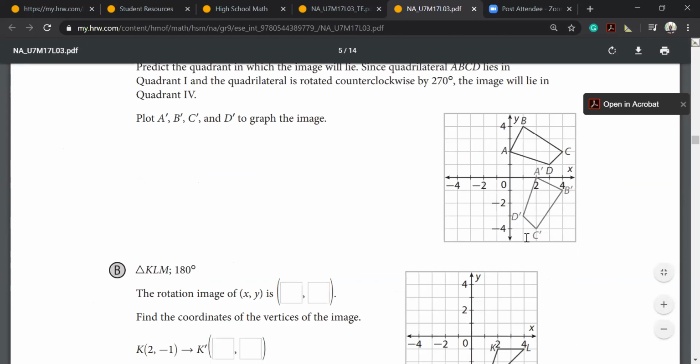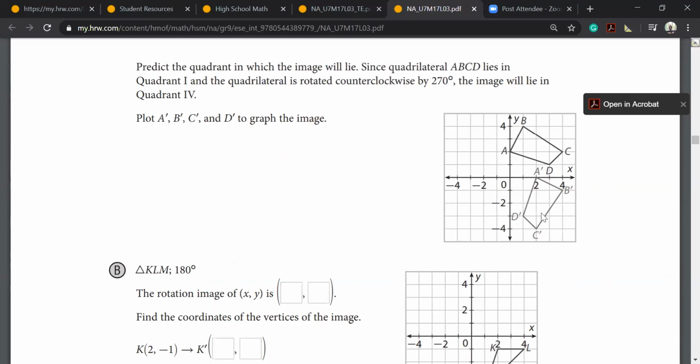And then close your quadrilateral. So my quadrilateral moved 270 counterclockwise. It moved 3 quads in the counterclockwise direction. And you are done. Much, much easier than the ruler and the protractor way, right? Okay.